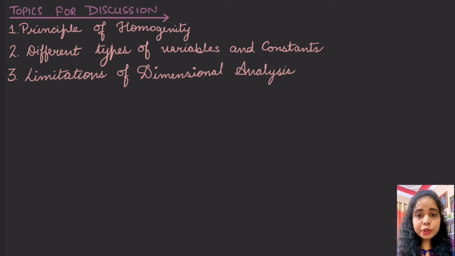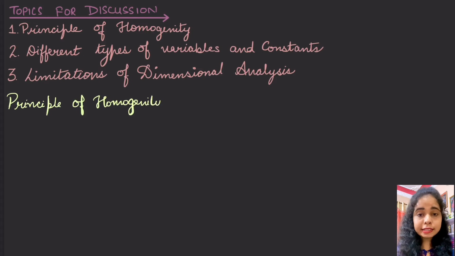In this video lecture, we are going to discuss three main topics, that is principle of homogeneity. We will also talk about the different types of variables and constants, and we will discuss the limitations of dimensional analysis. So first of all, let us talk about the principle of homogeneity.